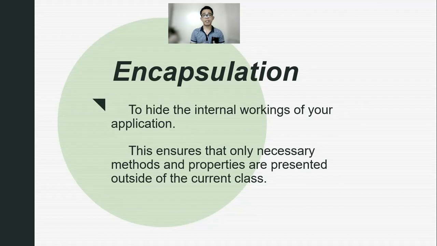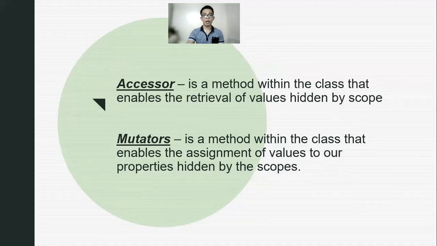It says here that encapsulation is used to hide the internal workings of your application. This ensures that only necessary methods and properties are presented outside of the current class. This principle is initially enabled using scopes which we have in C++, namely the public, private, and the protected.